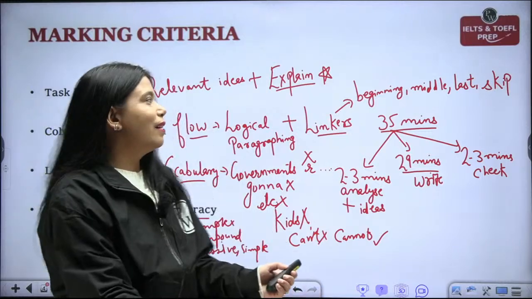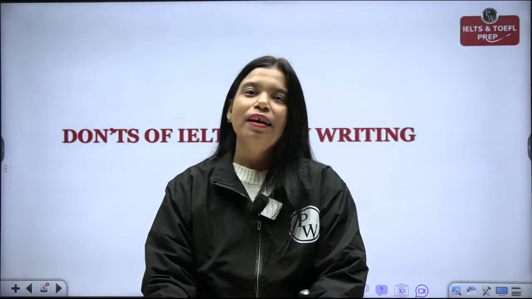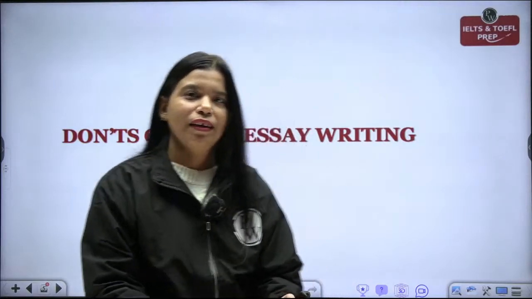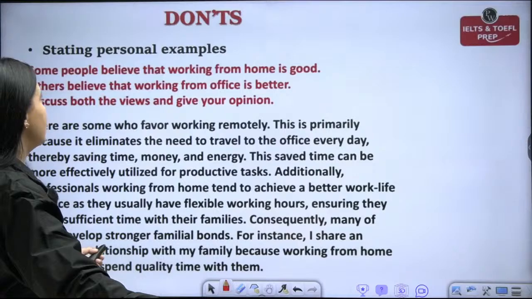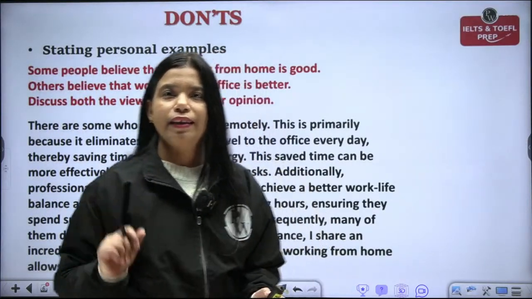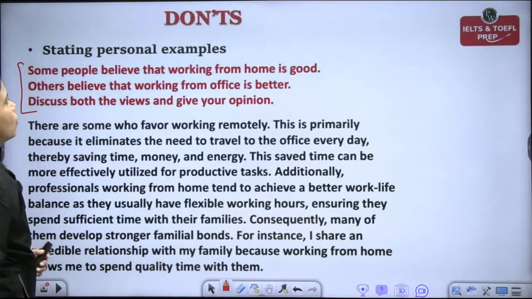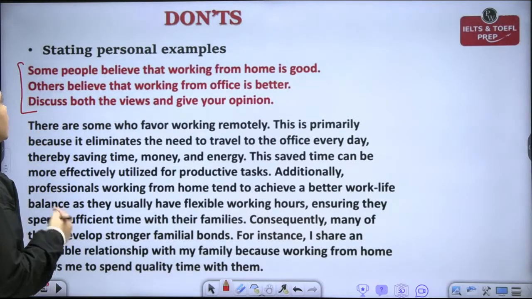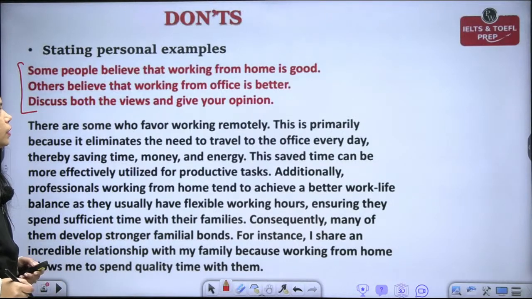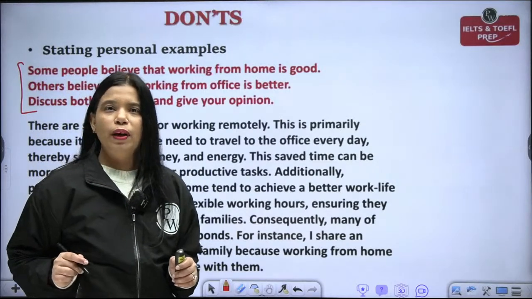आगे बढ़ते हैं, and now let's understand what are some don'ts of IELTS essay writing. Let's talk about some things कि क्या नहीं करना है हमें अपने IELTS essay में. So the very first point over here I have got for you is stating personal examples. पढ़ के देखते हैं पहले. The question is, some people believe that working from home is good, whereas others believe that working from office is better. Discuss both the views and give your opinion. The question is on working from home plus working from office.